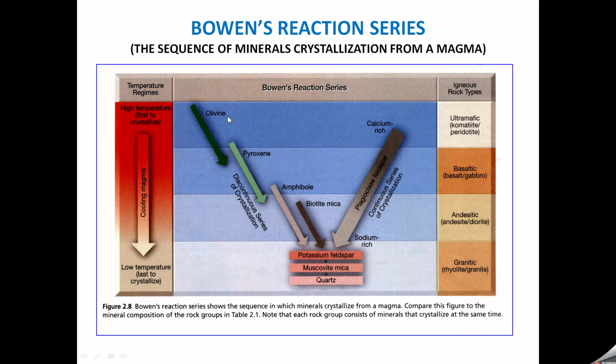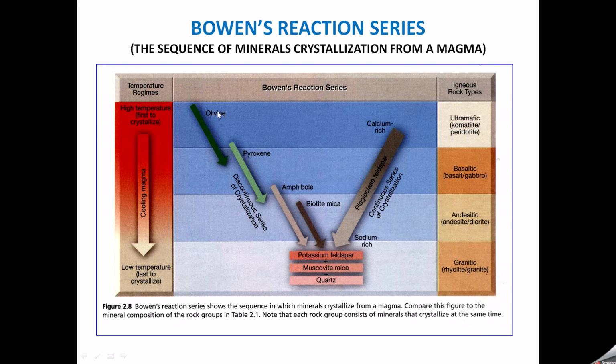Okay, so let's look at the minerals. Rocks at this side and minerals at this side. We find this chain is discontinuous and this arm is continuous. So this is the continuous series of crystallization and here the discontinuous series of crystallization. Let's look at this.